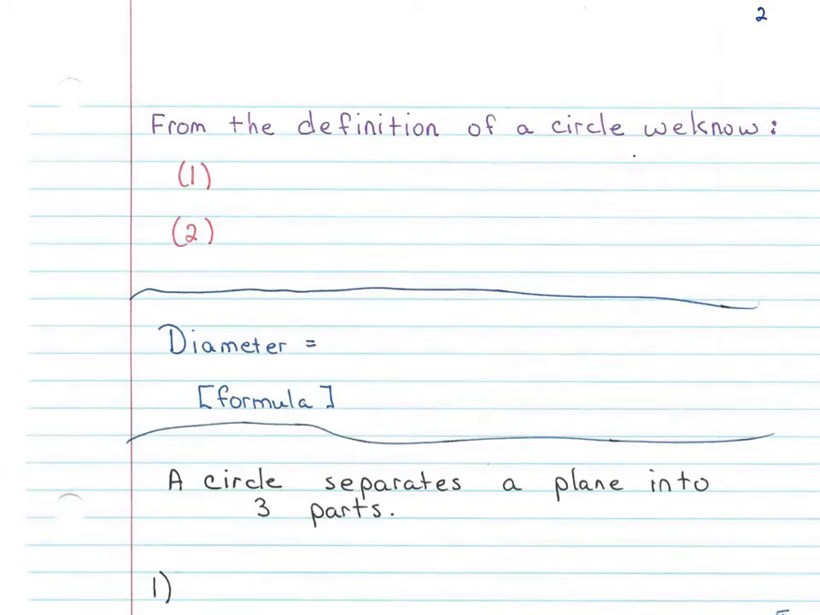From the definition of a circle, we know a couple of things. What could you conclude about the radii of a circle? It's half the diameter. What about all the radii of one circle? They're all congruent. All radii of a circle are congruent.